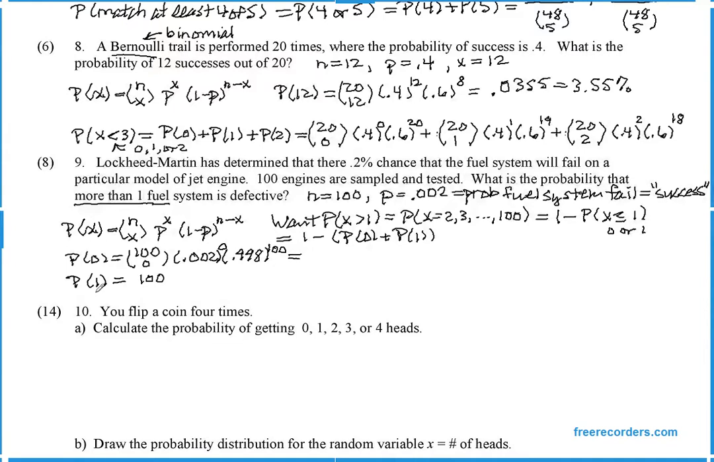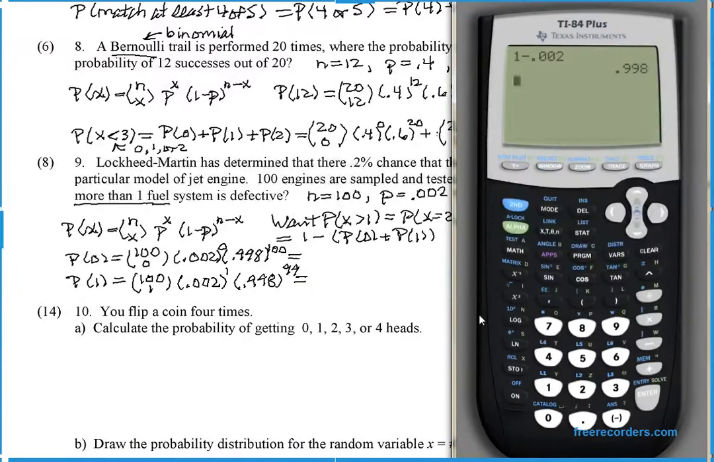And then for probability of 1, x is 1, so this will be 100 choose 1. P still stays the same, 0.002. And 1 minus p stays the same, 0.998. But now the value of x here is the exponent on p. And then these two have to add up to 100, so this has got to be 99 power. So now let's go ahead and key those in.